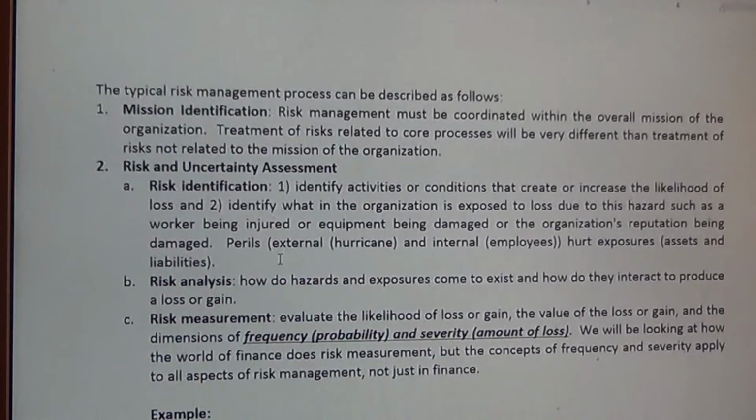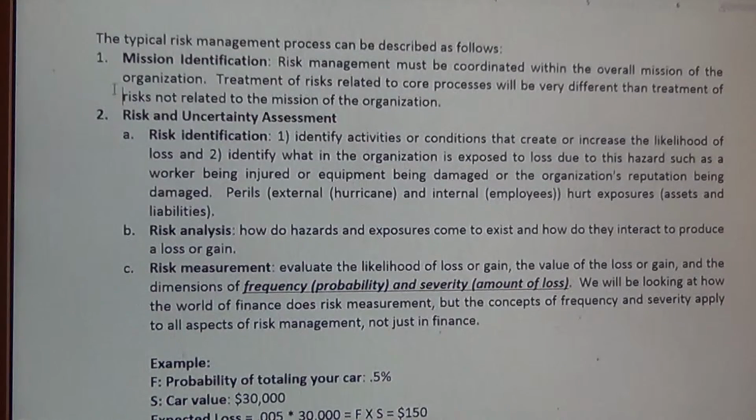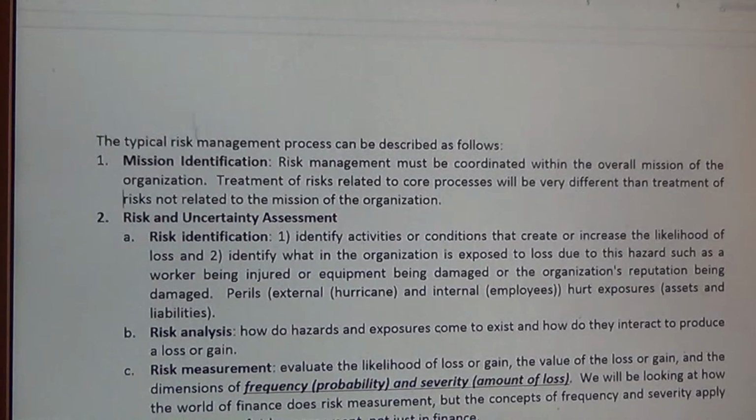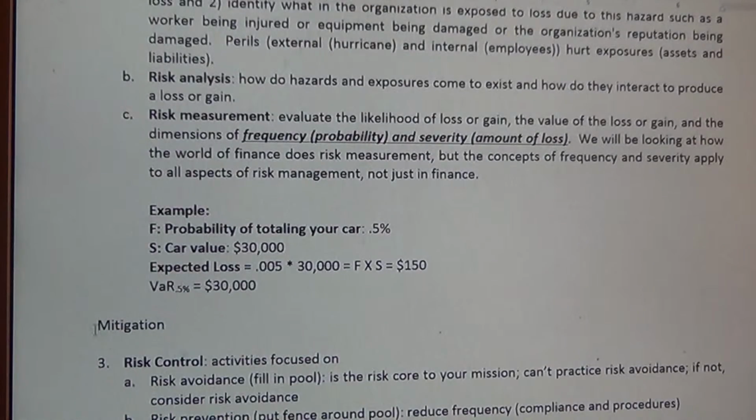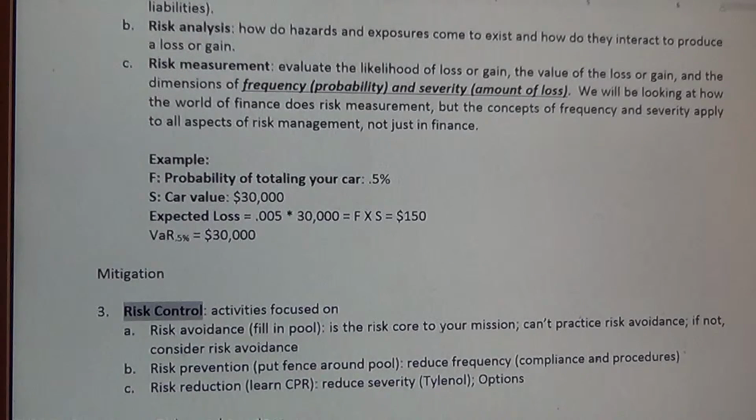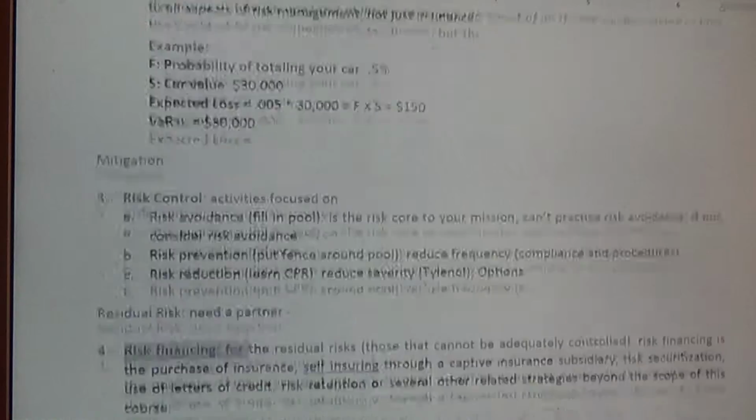So let's turn now to, since we saw the elements of a good risk management process in a firm, let's look at the actual process itself. And this is a pretty typical process that most firms follow, something similar to it at least. The first step is mission identification. The next is risk and uncertainty assessment. And then under the category of mitigation, we have risk controls and risk financing.